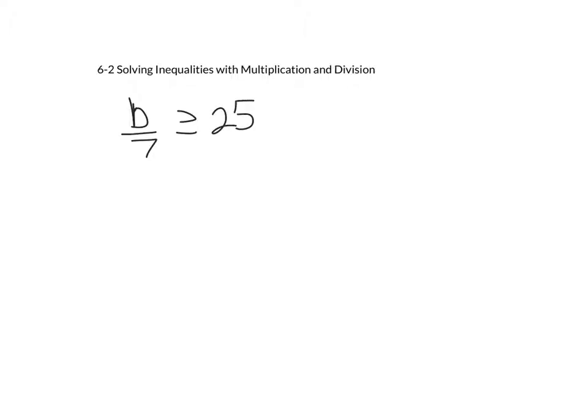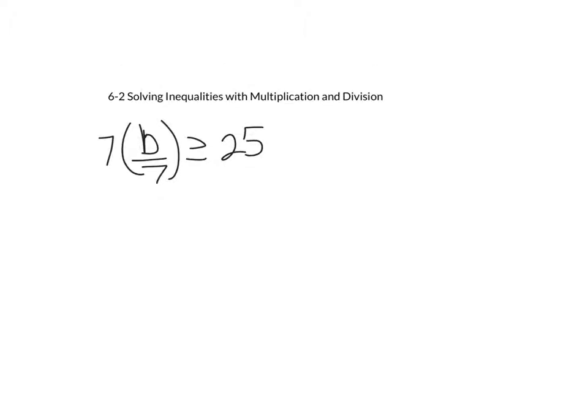Just like with an equation, what we would do is multiply both sides by 7 in order to get the 7s to cancel out, and then you would have b is greater than or equal to 175. So once again, that's not any different than what we've done before.